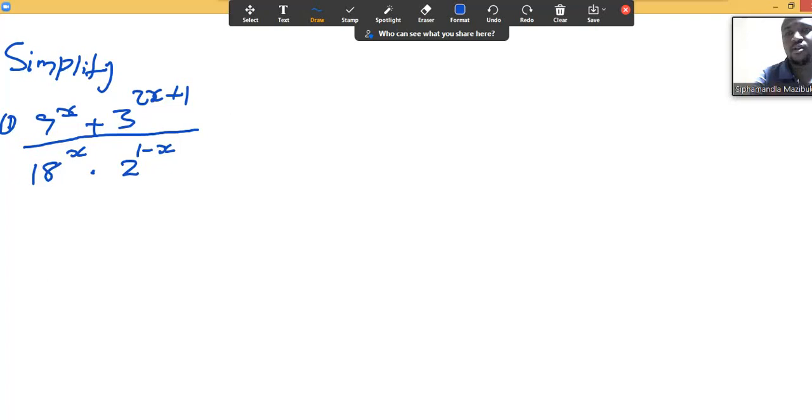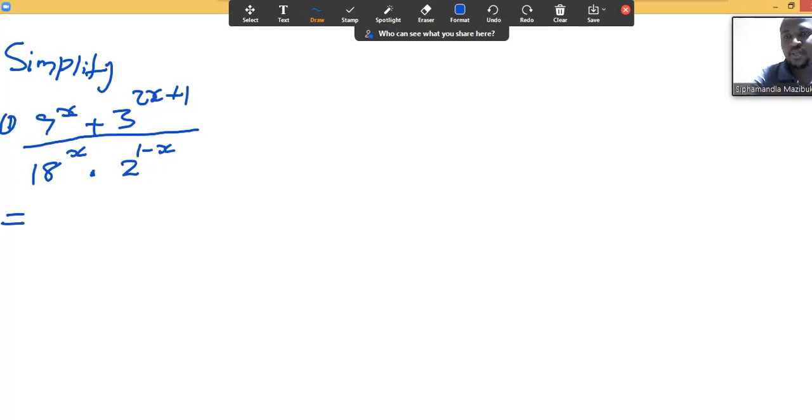Hi guys, let's look at this simplification. So we're trying to solve this problem. We're doing the simplification of this problem. We have 9 to the power x plus 3 to the power 2x plus 1, all divided by 18 to the power x multiplied by 2 to the power 1 minus x. Okay, so let's look at it quickly.